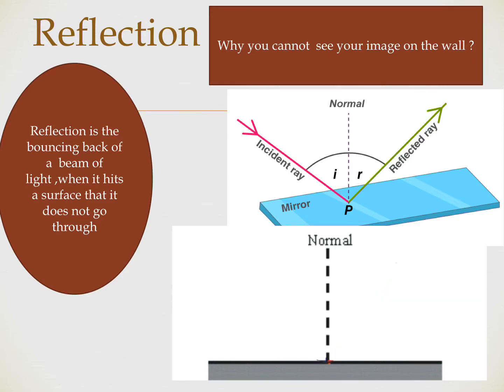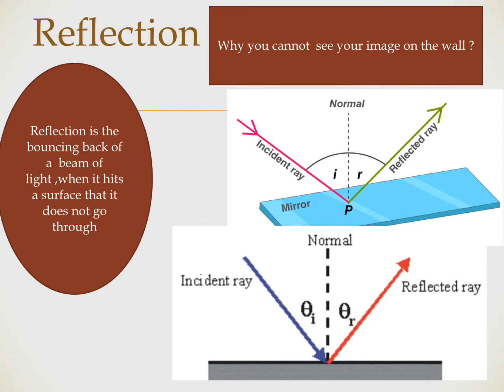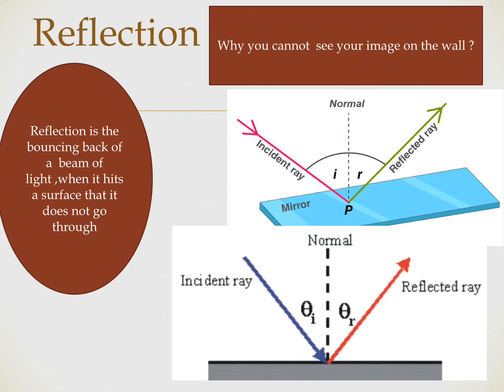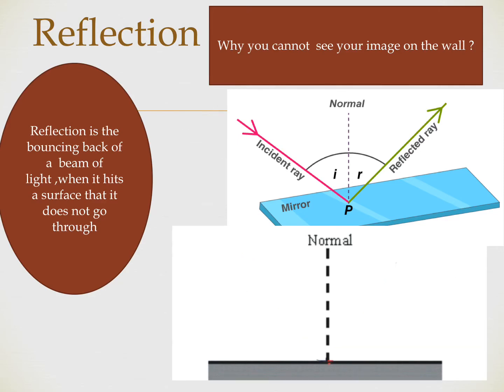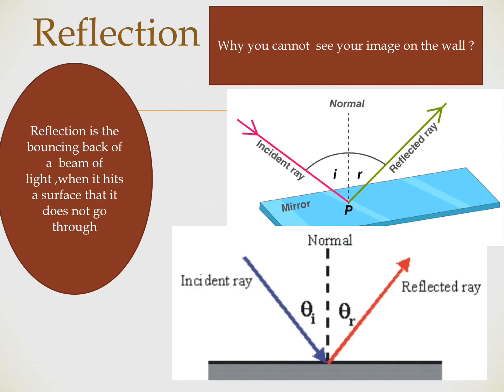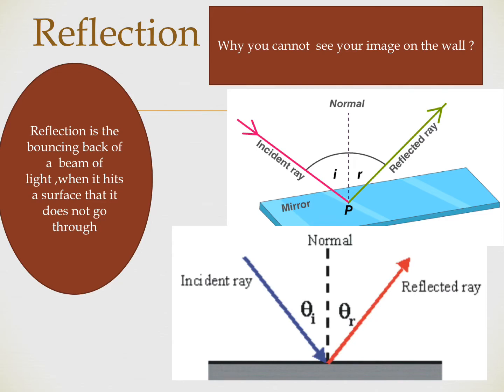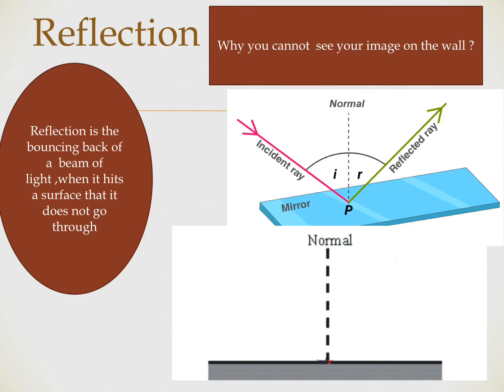Since we can see visible light very easily, it is easier to explain light wave interaction by using visible light. Okay, so what is reflection? Reflection is the bouncing back of beams of light when they hit a surface that they do not go through. The surface does not allow the light to go through it, so the light bounces back. Look at your image in the mirror. You are seeing light that has been reflected twice, first from you and then from the mirror.